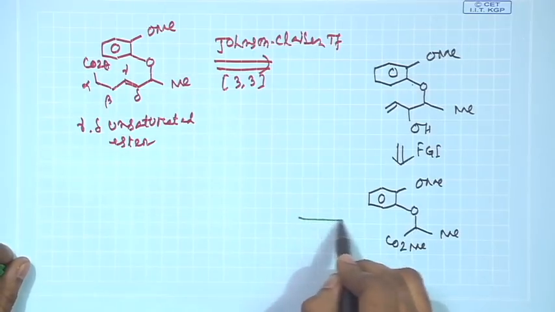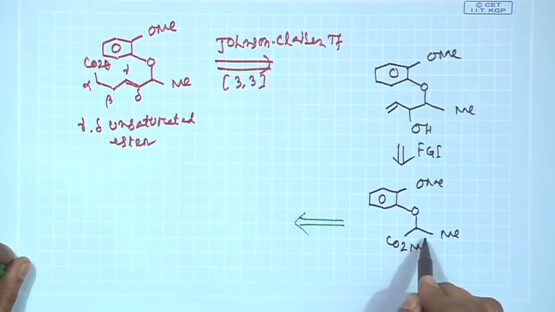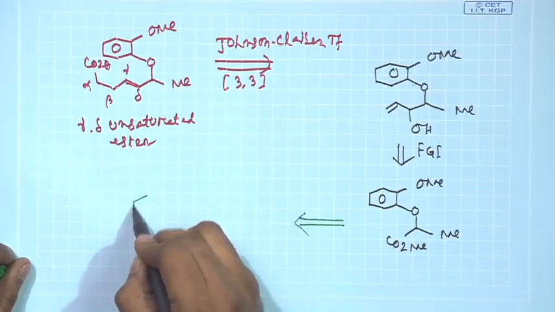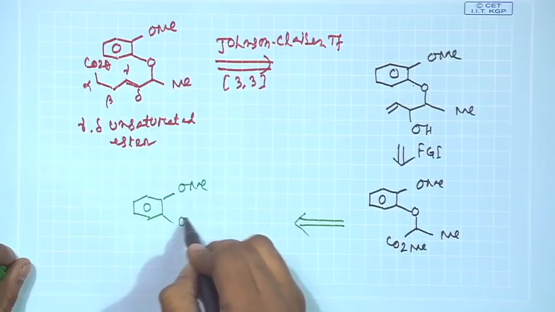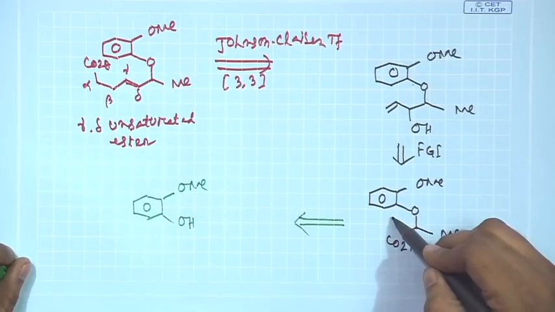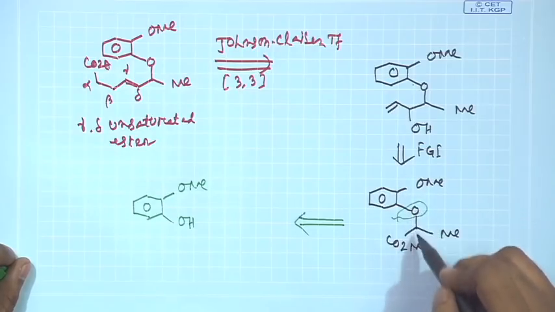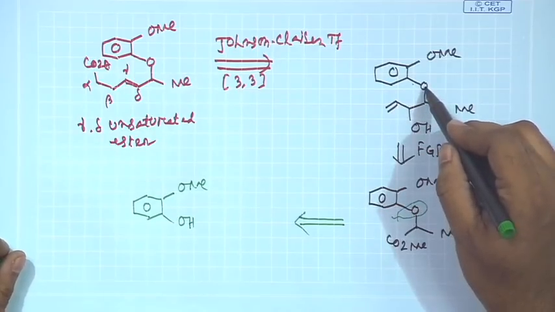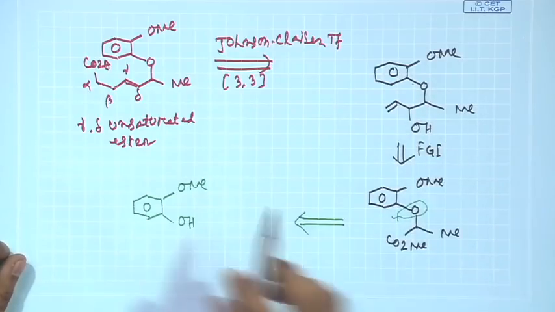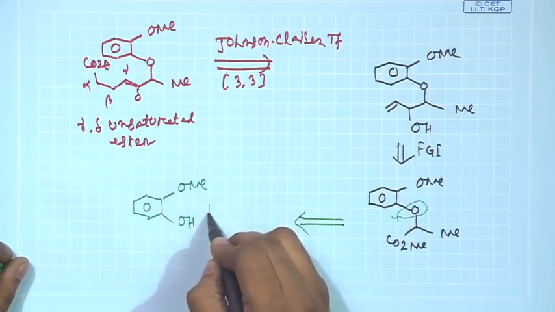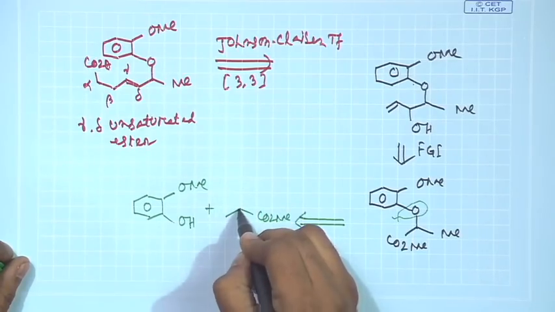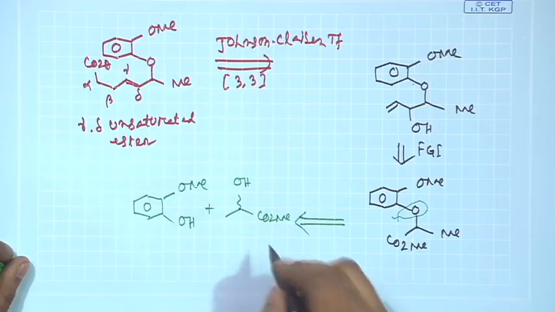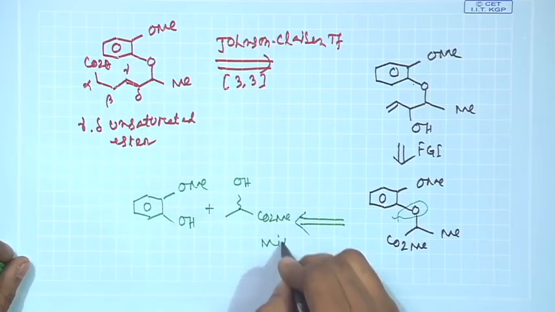Now, how will this ether be accessed? The starting material, you can see this is basically the guaiacol part and this is the lactate part. You just need the guaiacol phenolic OH and the lactate hydroxy group undergoing an etherification reaction, and this reaction, again a very unique transformation, is named the Mitsunobu reaction.